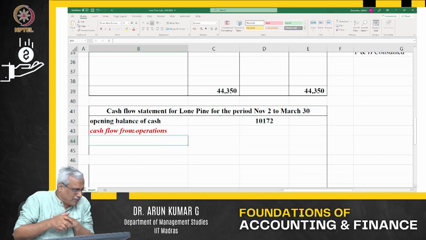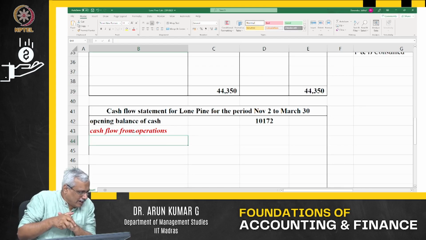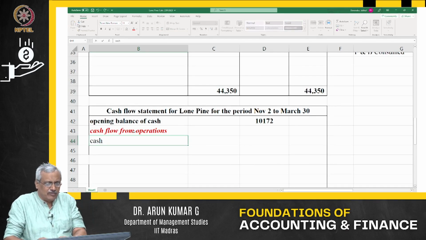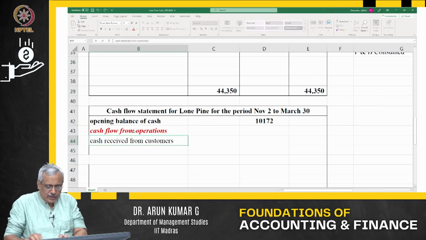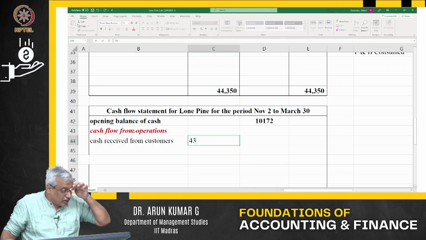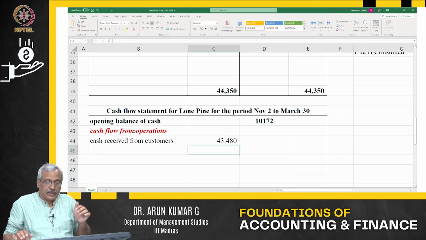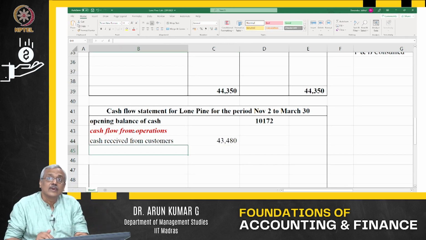Now I am going to Lone Pine Cafe B. Lone Pine Cafe B says cash received from customers amounted to 43,480. Cash received from customers, that is a cash inflow, 43,480.